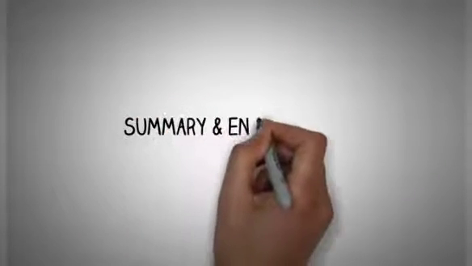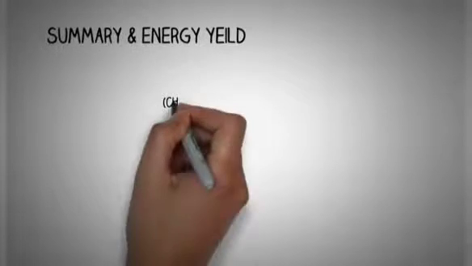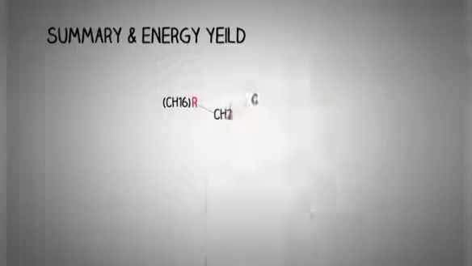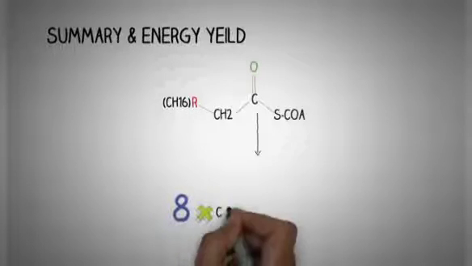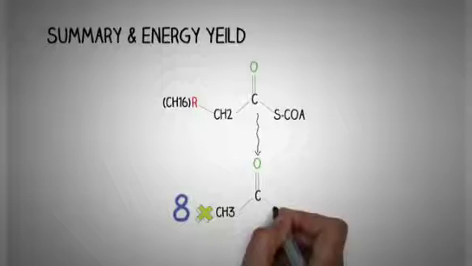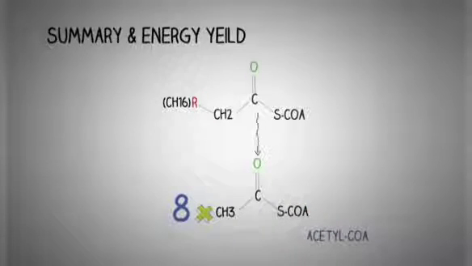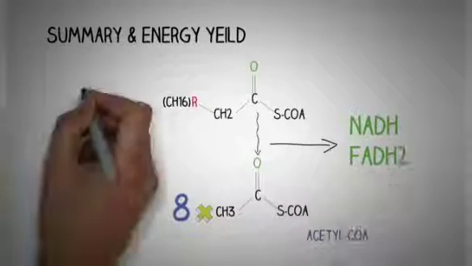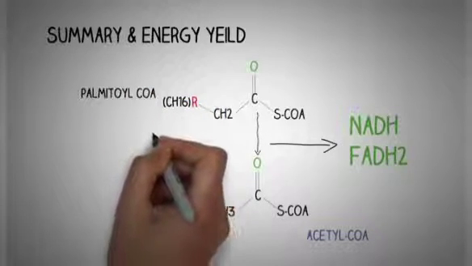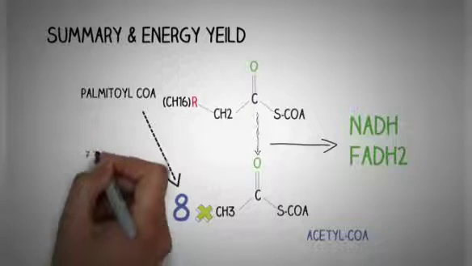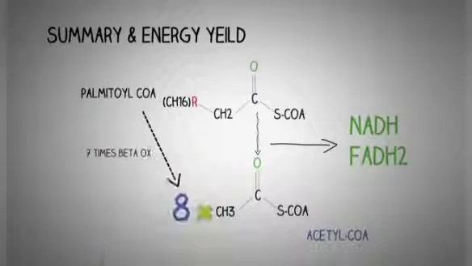Let's talk about the summary and the energy yield of beta oxidation. Up till now we have studied how a 16 carbon palmitoyl-CoA is converted into 8 molecules of acetyl-CoA. In these reactions we have also seen reducing equivalents are produced, that is the FADH2 and the NADH. Now for a 16 carbon fatty acid, the palmitoyl-CoA, to be completely broken down into 8 molecules of acetyl-CoA, it has to undergo 7 cycles of beta oxidation.